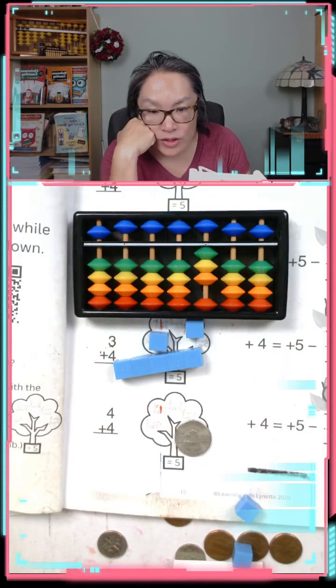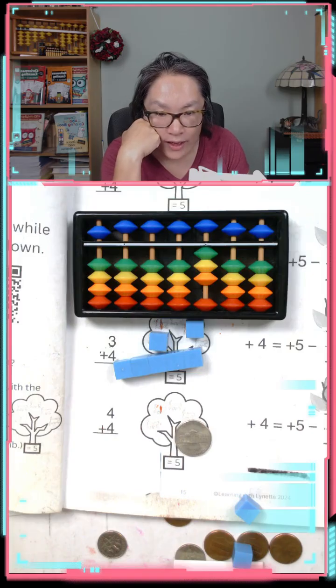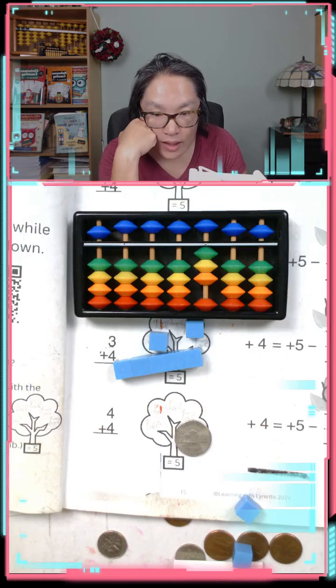So if you want to add a 4, you don't have that. You just add the 5 and take away 1.